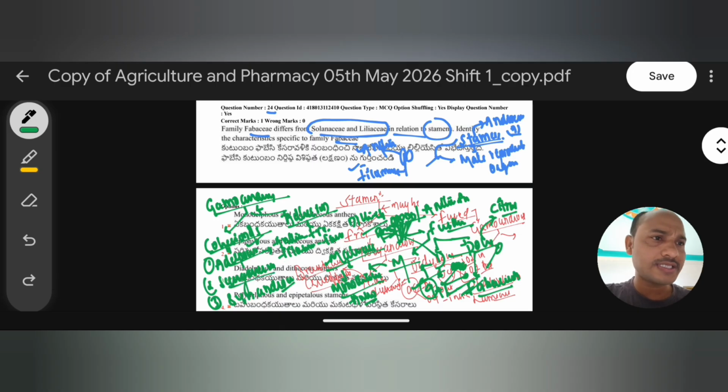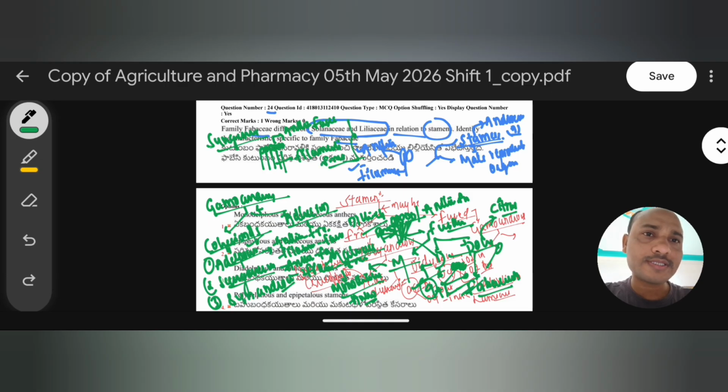So what is syngenesis? It is quite opposite to adelphous. In syngenesis the anthers are fused but the filaments are free. Very important. These syngenesis conditions are generally seen in the Asteraceae family. In syngenesis, a group of filaments is free but their anthers are fused like this. So anthers fused but filaments free.